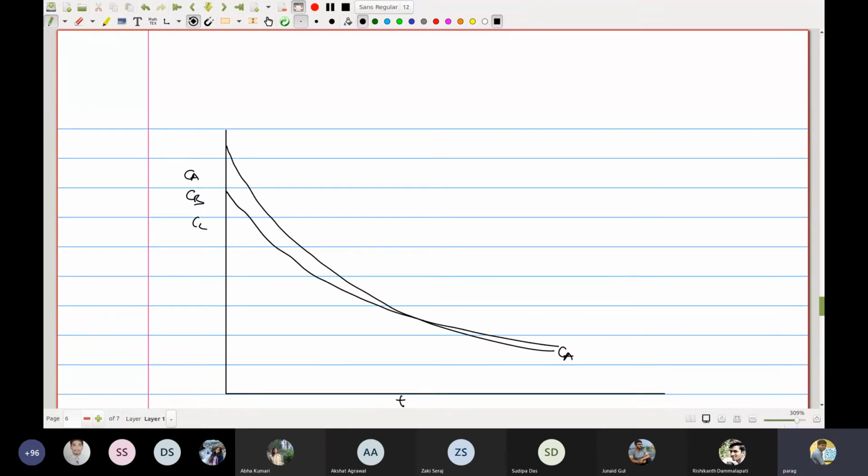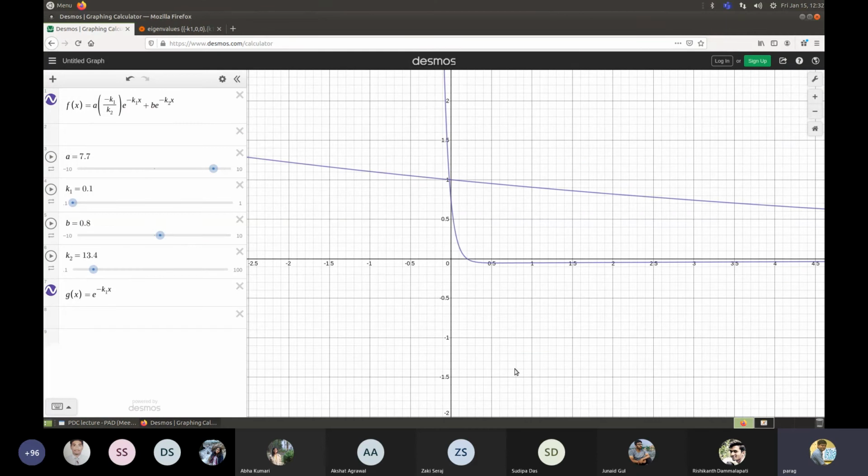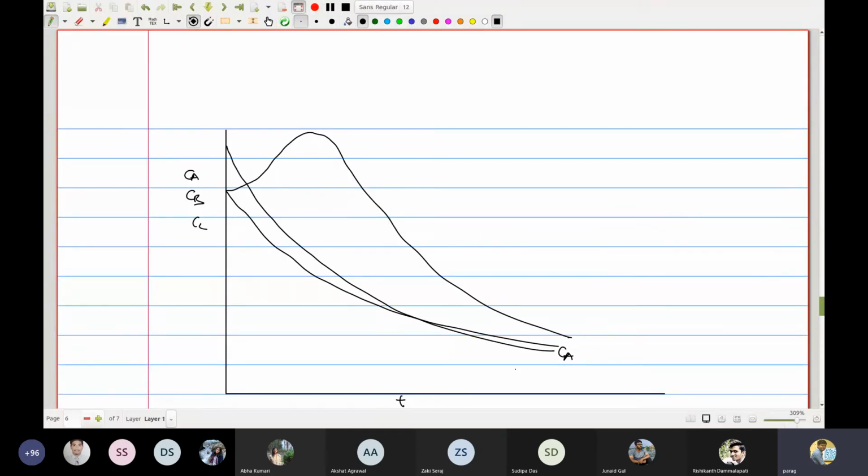But you can as well find a combination, and that is what you will see in the books of reaction engineering, where CB goes through a maximum. This is also possible. That combination is to be obtained by tweaking around these parameters. When you have a suitable combination, you will see that B rises and then falls down again. But ultimately CA tends to 0, CB also tends to 0, and similarly you can find the behavior of CC.